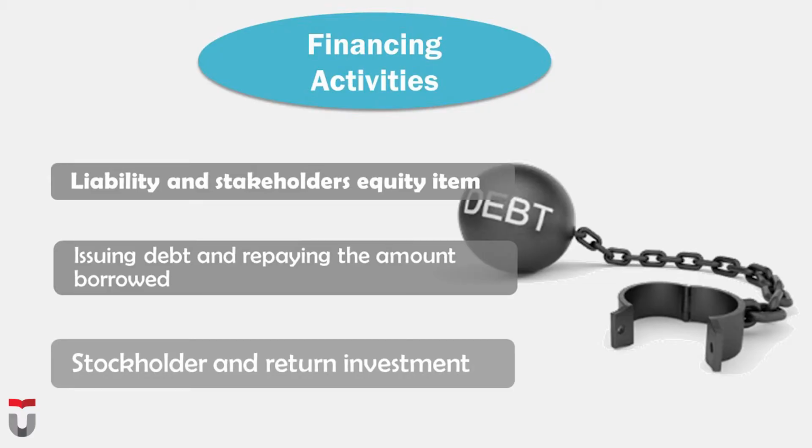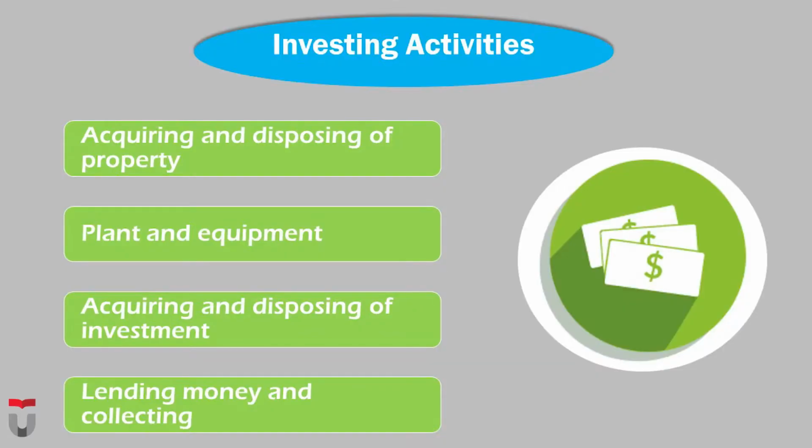Financing activities include liability and stockholders' equity items, including obtaining cash from issuing debt and repaying the amounts borrowed, and also obtaining cash from stockholders and providing them with a return on their investment. The last is investing activities. Investing activities include acquiring and disposing of property, plant and equipment, and also acquiring and disposing of investments, lending money and collecting as well.